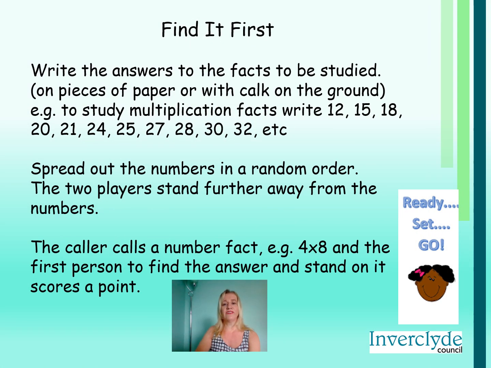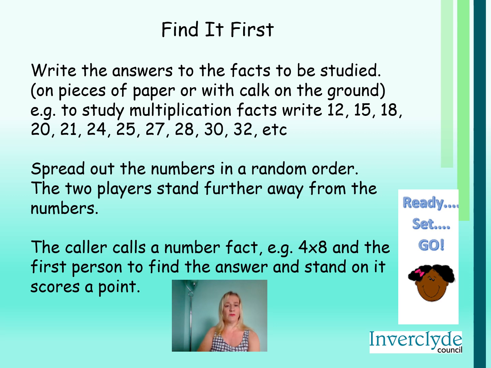This activity is called Find It First. It can be a really active activity if you want it to be. You have to write the answers to the facts that you're studying, maybe on pieces of paper or even with chalk on the ground. If I was going to study the 3 times table, I would make out some cards, for example, 12, 15, 18, 21, 24, 27, 30. I might throw in an extra few facts as well, just to make things tricky. Spread out your numbers in a random order.